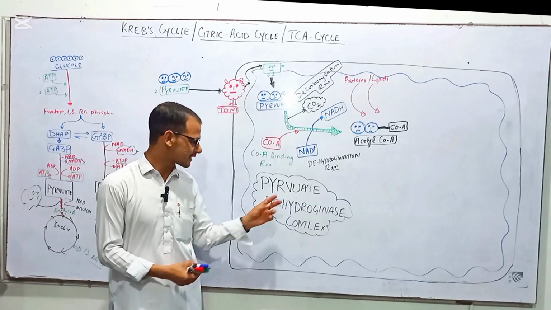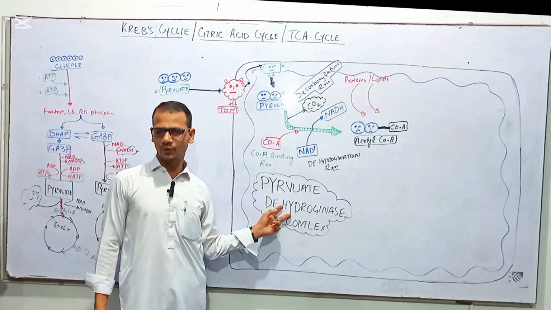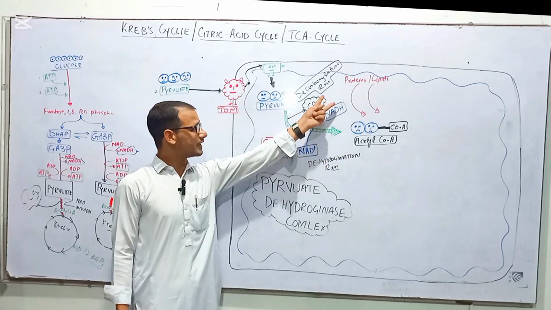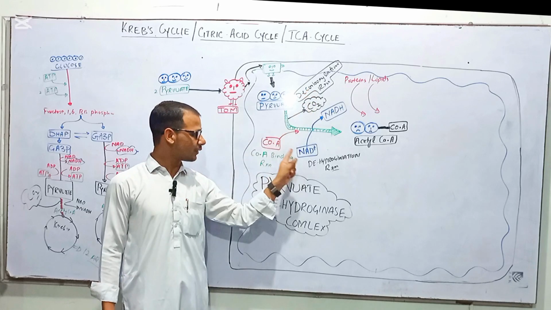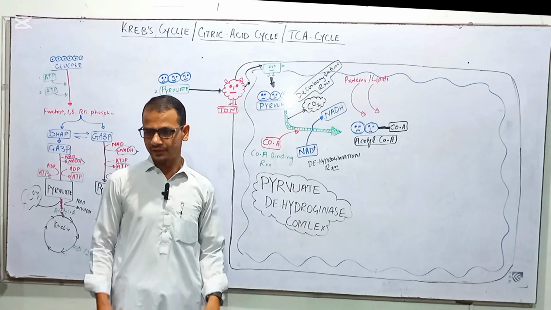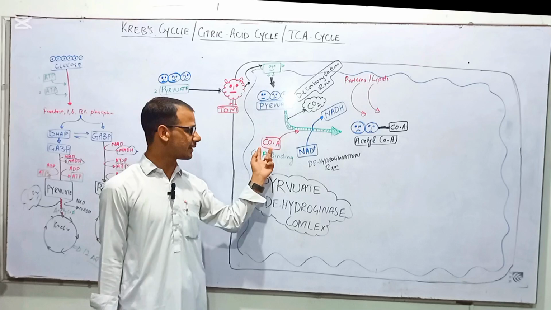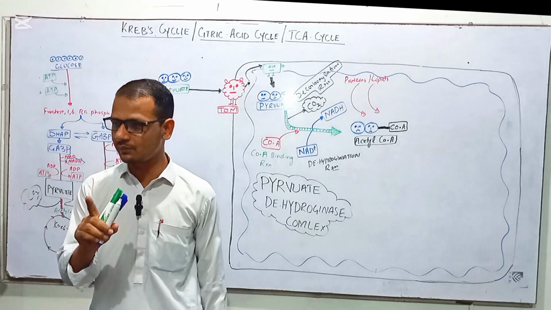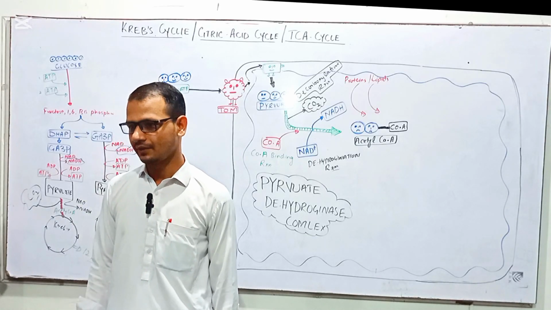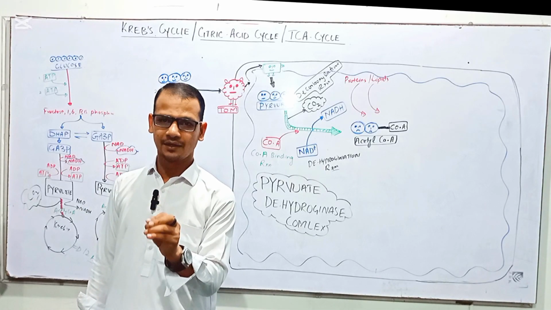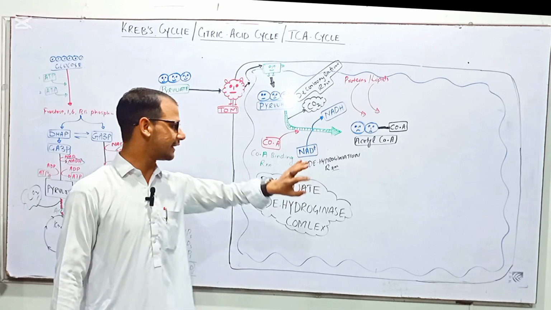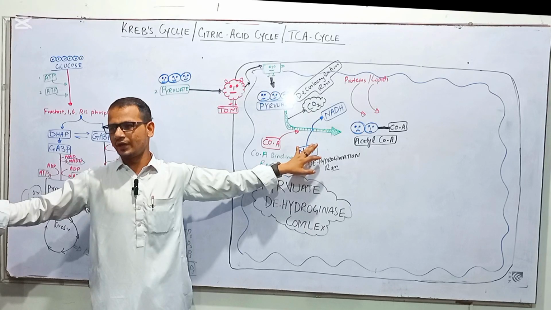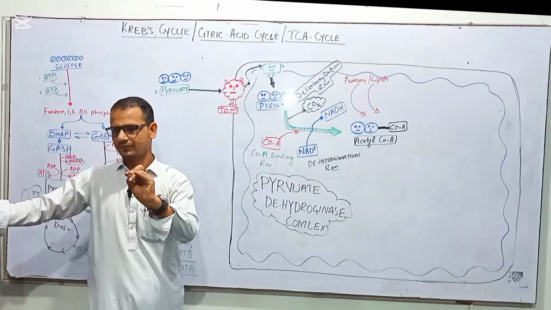So now we will discuss this whole process: how pyruvate is converted into acetyl coenzyme A, how carbon dioxide is released from here, how NAD plus is converted into NADH, how coenzyme A is working, and how this step is dependent upon thiamine. What is thiamine? This is vitamin B1, and vitamin B1 has a very important role in this reaction, right? And at last, we will discuss the clinical points. Only three clinical points or four.